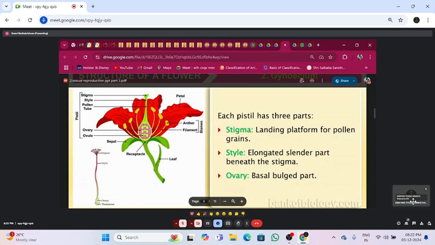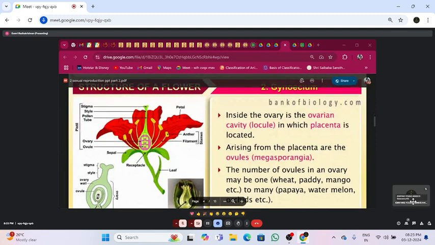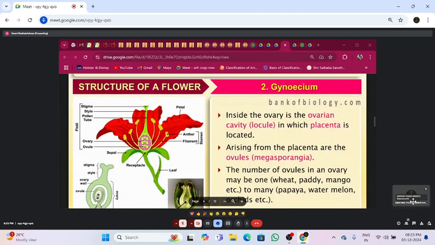Each pistil has three parts, as I told you. The ovary is at the base, the bulged part; the style is the elongated, slender part; and the stigma is the landing platform for the pollen grain, at the top. Inside the ovary is the ovarian cavity, called the locule. In the locule there is the placenta, and the ovules inside the ovary are attached to the placenta.